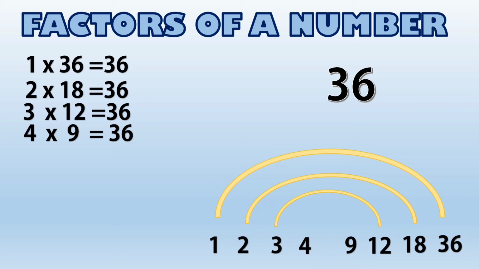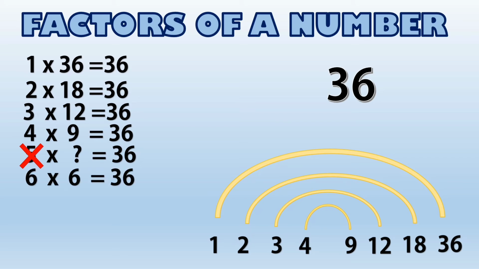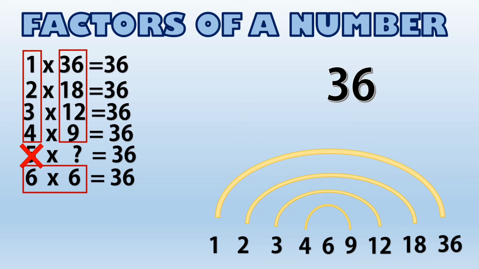Now, the remaining numbers between 4 and 9 are 5, 6, and 7. So 5 is not a factor of 36 because 36 is not divisible by 5. Then 6 times 6 is equal to 36. Having been multiplied by itself, the last factor is 6. Now we have all the factors of 36, which are 1, 2, 3, 4, 6, 9, 12, 18, and 36.